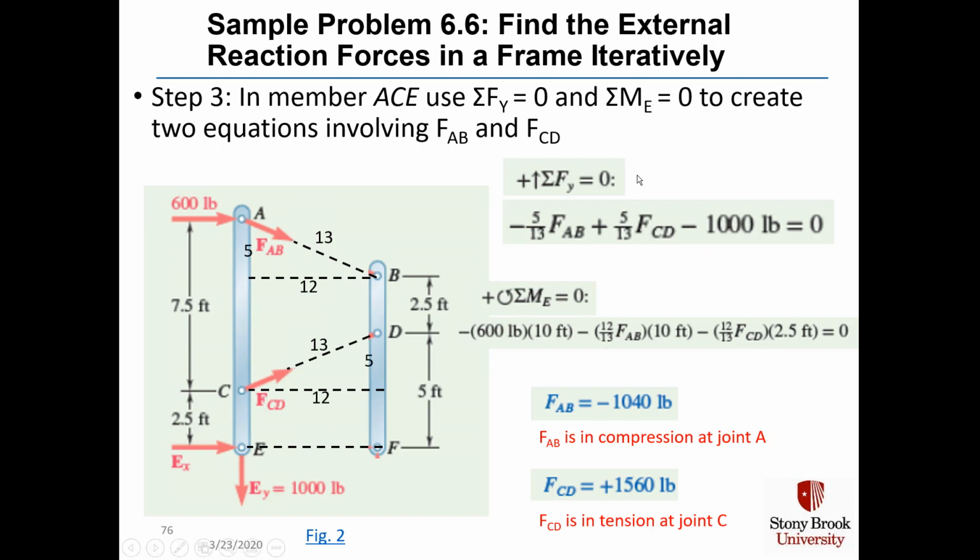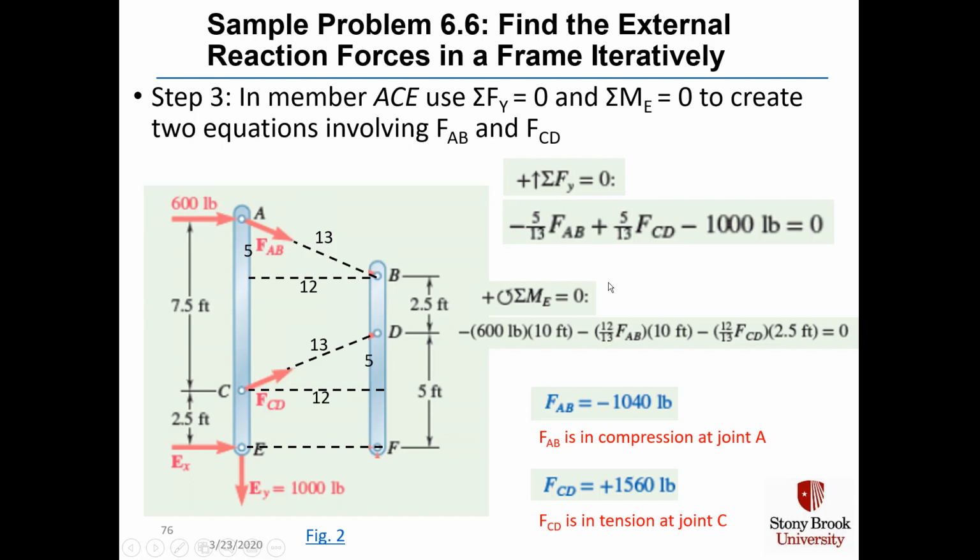Summing the y forces equal to 0, we have F_AB pointed downwards multiplying by 5 over 13, as this again is a 5, 12, 13 triangle. And we have a plus 5/13, there's our 5, there's our 13, times F_CD, because that's pointed up. And we have minus 1,000 pounds. Set that equal to 0, and that's one equation.